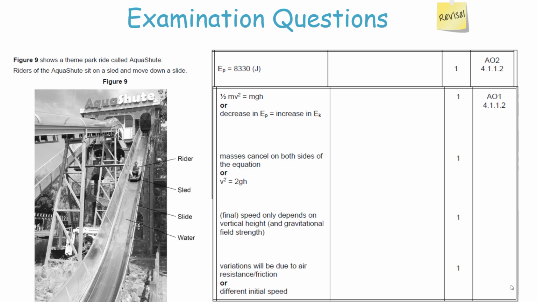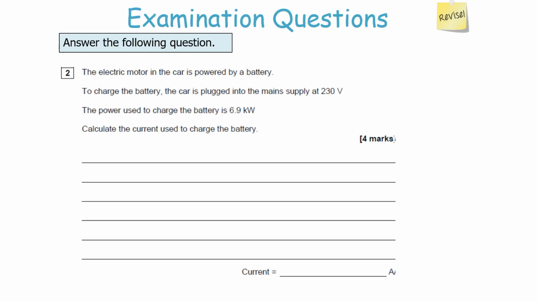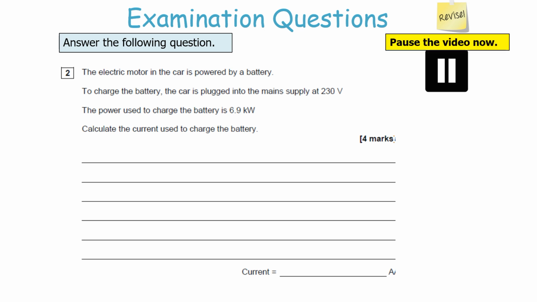Let's now have a look at some questions of electricity on topics that will come up on the 2022 examinations. So the first question says the electric motor in a car is powered by a battery. To charge the battery, the car is plugged into a main supply at 230 volts. The power used to charge the battery is 6.9 kilowatts. Calculate the current used to charge the battery. So pause the video now, then unpause the video when you want to go through your answer.